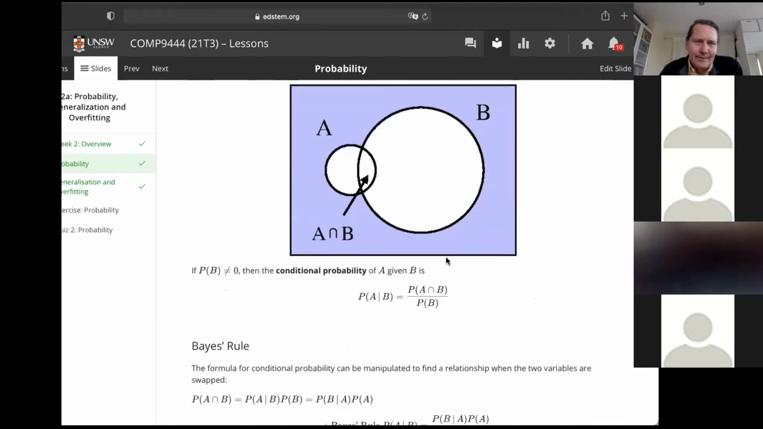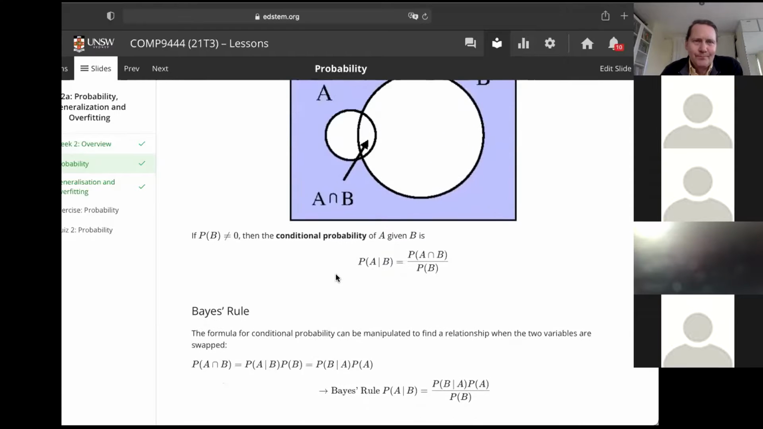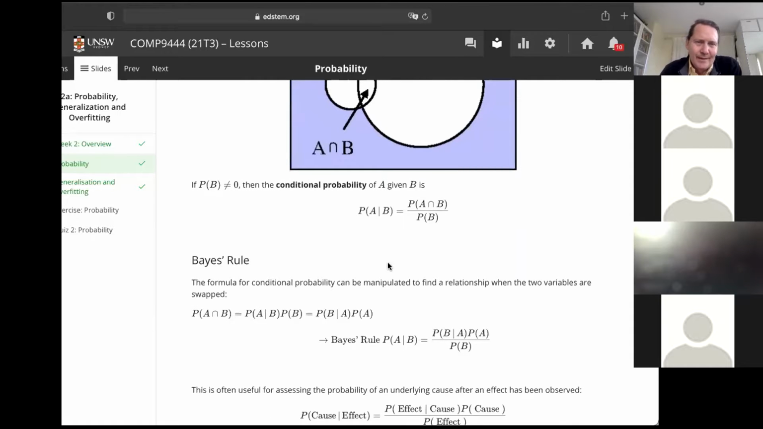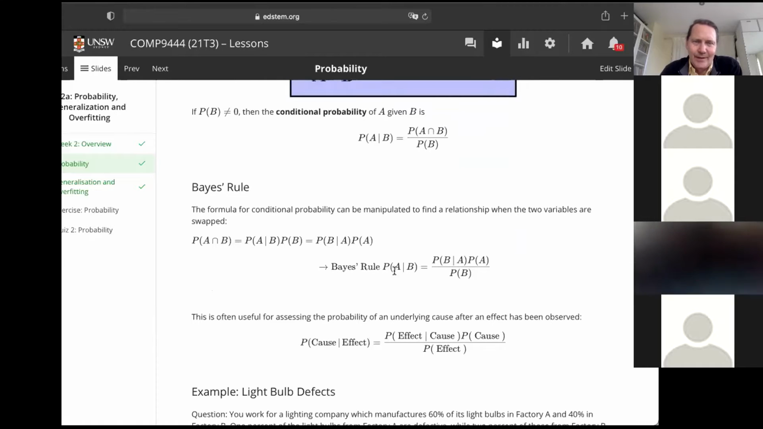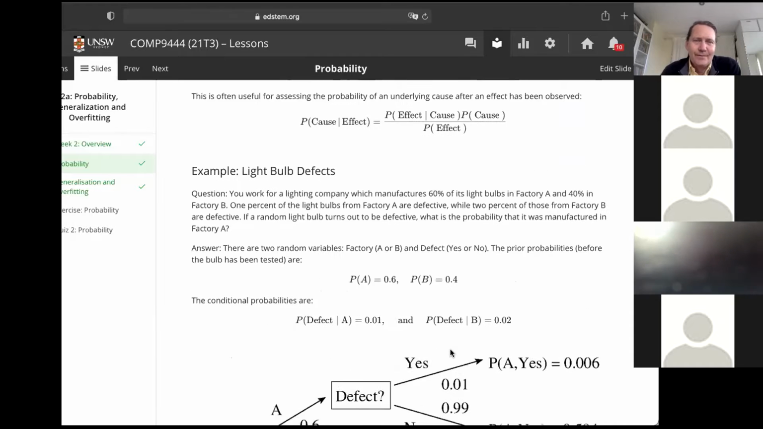And then we've got conditional probability. This is where the probability of A given B is the probability of A intersection B divided by the probability of B. And then this leads to Bayes' rule, where the probability of A given B is equal to the probability of B given A times the probability of A divided by the probability of B. Often this is used to find the probability of a cause given an effect when we know the probability of effects given the cause.